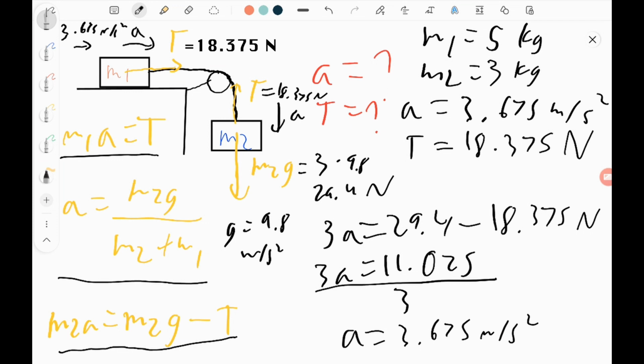So what we basically have here is our tension is acting here at 18.375 newtons, and here we have that same tension acting upward, and then we have M2G acting downward with a magnitude of 29.4 newtons, which causes the system to move. So that's how you can prove that the tension is the same on both sides, as well as the acceleration. And that's how this type of problem works.